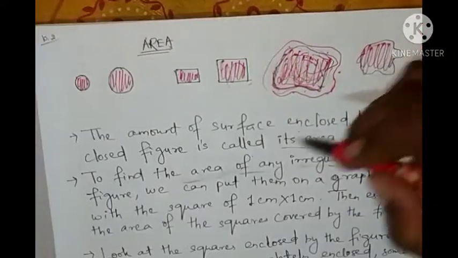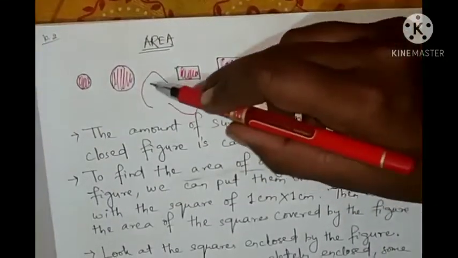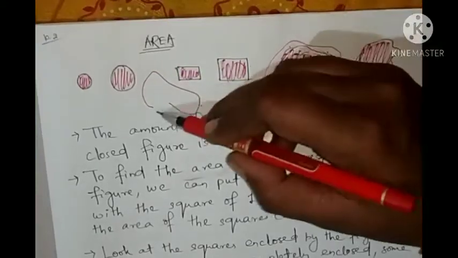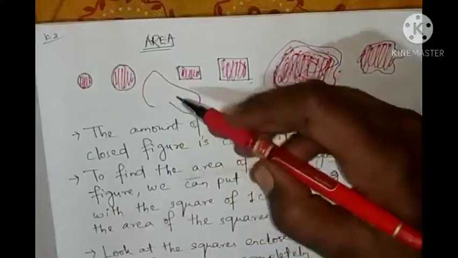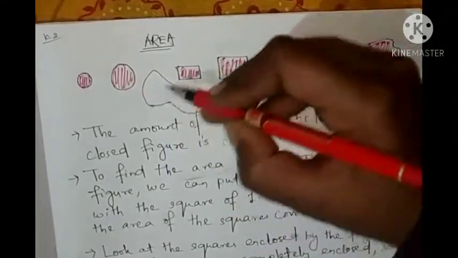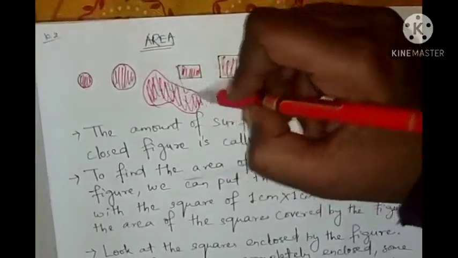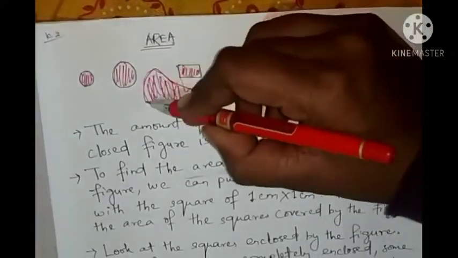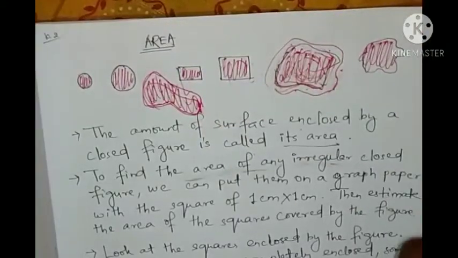So look at here, all are closed figures. If I make a thing like this, is this area? No. Why? Because it is not closed. It is closed here. If I make it close, then this becomes an area. This surface becomes area. So area is what? The amount of surface enclosed by a closed figure.